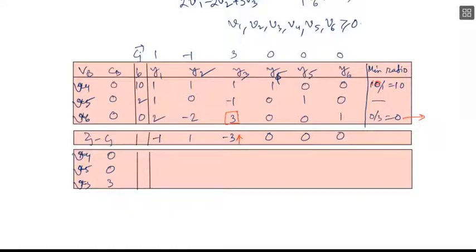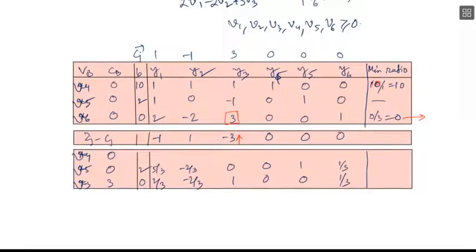So we divide the third row by 3 throughout to get 0, 2 by 3, minus 2 by 3, 1, 0, 0, 1 by 3, and then I add this transformed third row to the second row to get 2, 1 plus 2 third is 5 by 3, 0 minus 2 third is minus 2 third, it is 0, it is 0, 1, and it is 0 plus 1 third is 1 third.